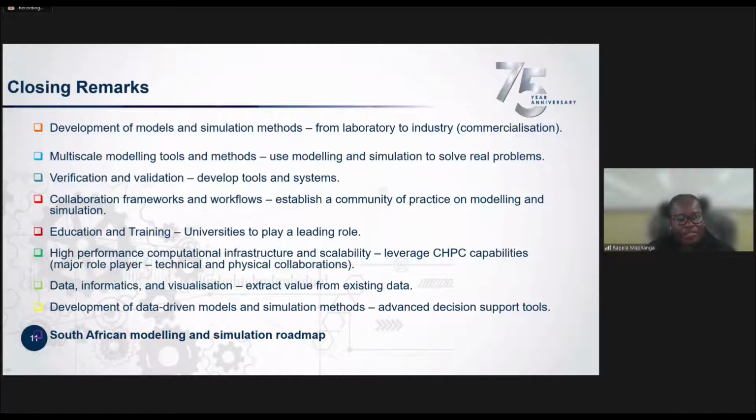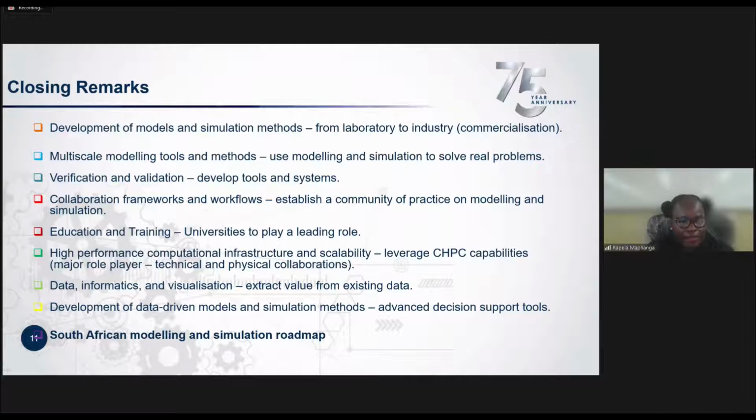And in terms of verification and validation, we can develop tools and systems that will assist in validating the different models that are available. Then in terms of collaboration, the ultimate goal could be to establish a community of practice on modeling and simulation, to collaborate both physically and technologically.